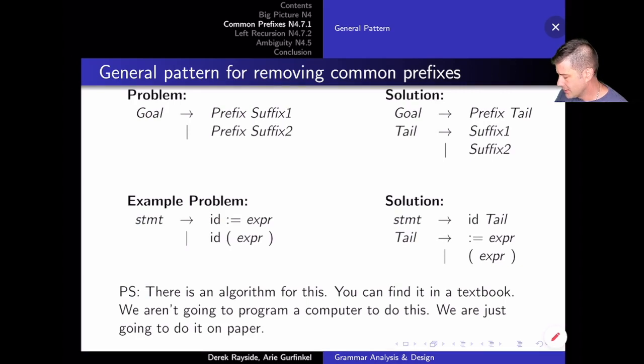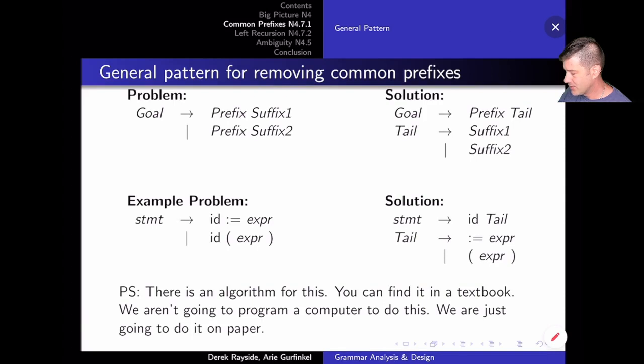So here's the general case to do this transformation. If I have a prefix followed by a suffix and another prefix followed by a suffix, and the prefix is the same, and this is part of one rule, then all I have to do is factor the prefix out, introduce a new non-terminal, and make the choice based on the suffixes. If those suffixes have something in common again, I can do it again, introduce another tail, and so on and so on. It's very clear that this is very mechanical.